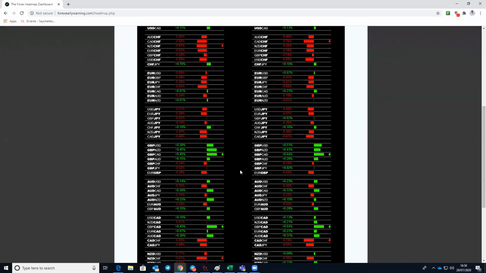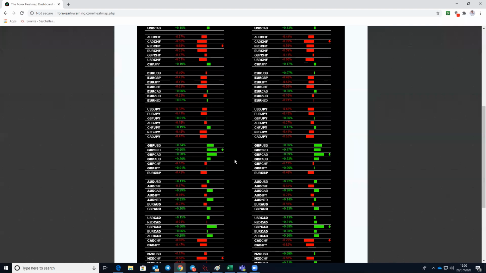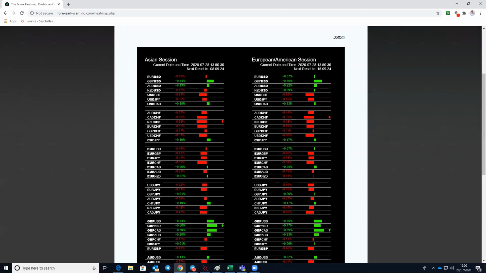Okay. At this moment of time, as you can see, this is updated by the seconds as well. It's a live feed, and it gets reset at a specific time. Here we can see there's a lot of participation on the sell side for NZD CHF and also CAD CHF. We can take a look at those ones as well.